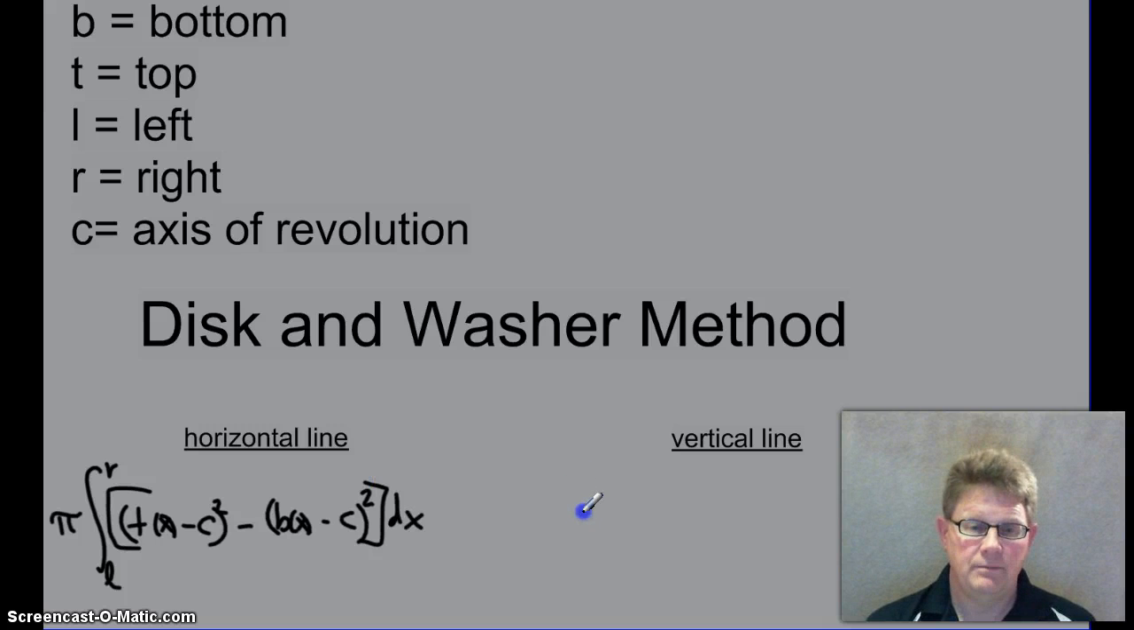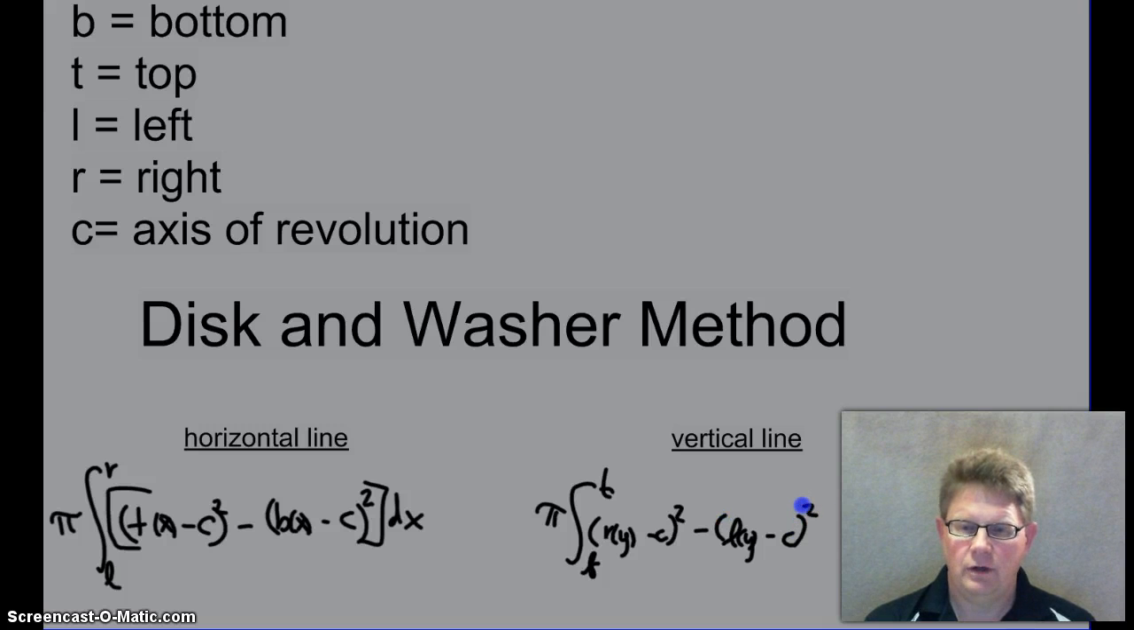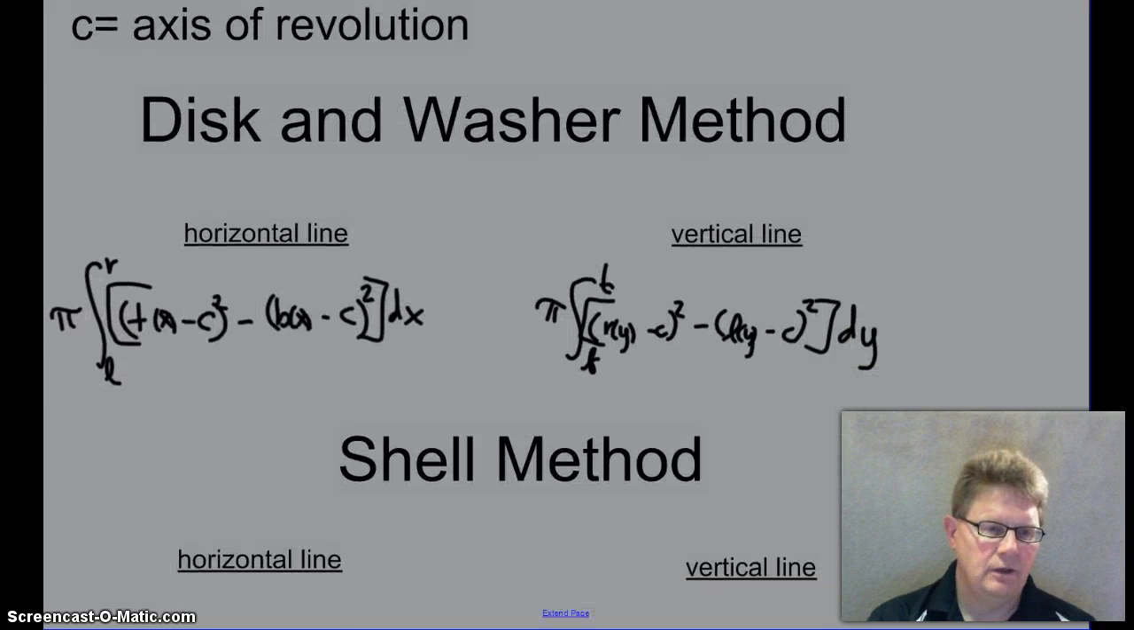And then on a vertical line, it's pi times the integral from bottom to top of the right function of y minus the axis of revolution, quantity squared, minus the left function of y minus the axis of revolution, quantity squared, all of that with respect to y. Now the shell method is a little bit different.